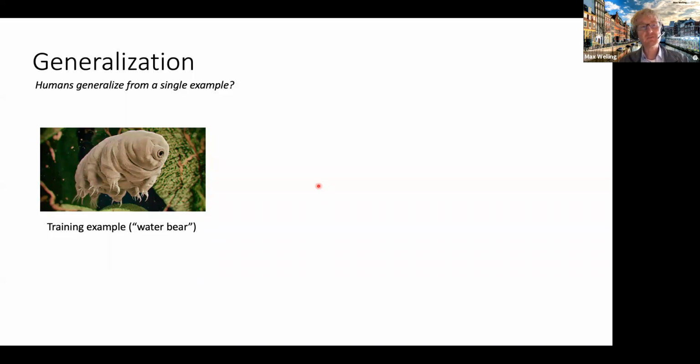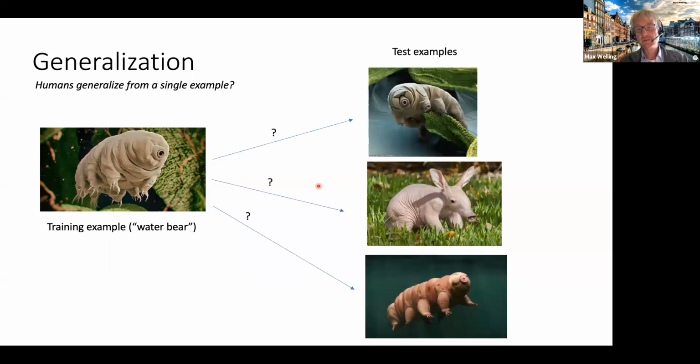Let me give you this first example, which is one-shot generalization. So here's a training example on your left. It happens to be a little tiny animal called a water bear. Now here you have 3 test examples, and you need to figure out which one of these is actually a water bear, right? A machine learning algorithm is spectacularly bad at this because it only sees one image, whereas humans are very good at this, right?